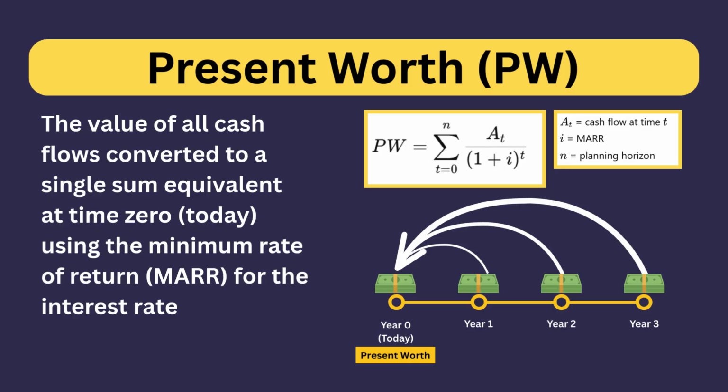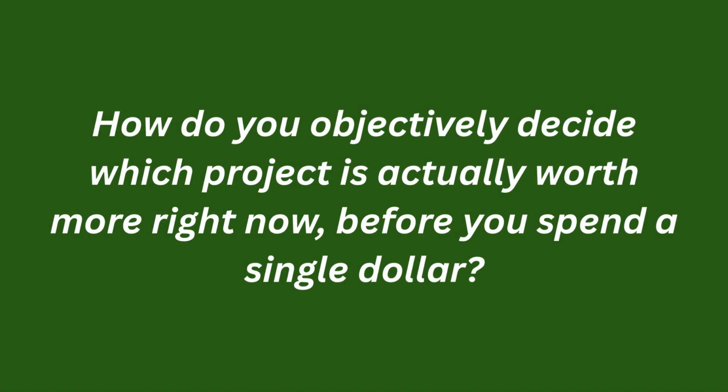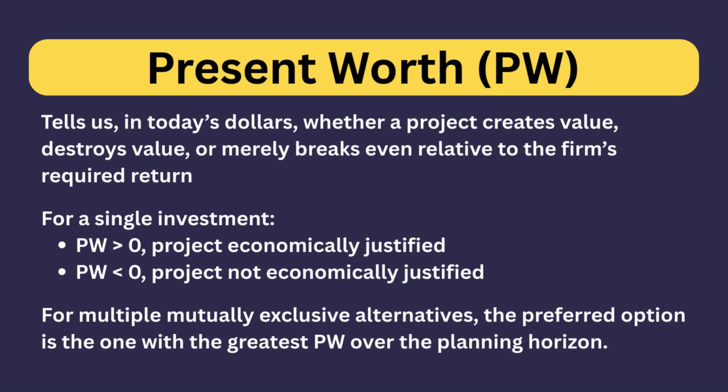Once all cash flows are converted to their equivalent value at time zero using the minimum attractive rate of return, or MARR, they can be added together into a single number called the present worth. That number answers the question posed at the beginning of the video. It tells us, in today's dollars, whether a project creates value, destroys value, or merely breaks even relative to the firm's required return. From this point forward, the entire analysis follows a consistent logic.